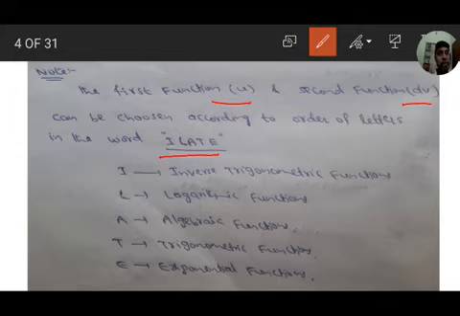ILATE means: I means inverse trigonometric functions, for example sin inverse x, cos inverse x, tan inverse x. L means logarithmic functions, log x. A means algebraic functions, x square, x cube, x square plus x to the power of 5, like that. T means trigonometric functions, sin x, cos x, tan x. E means exponential functions, e to the power of x, a to the power of x.